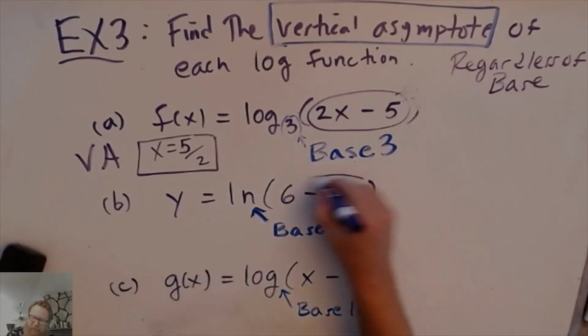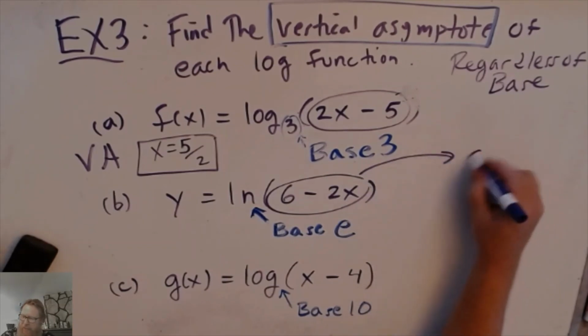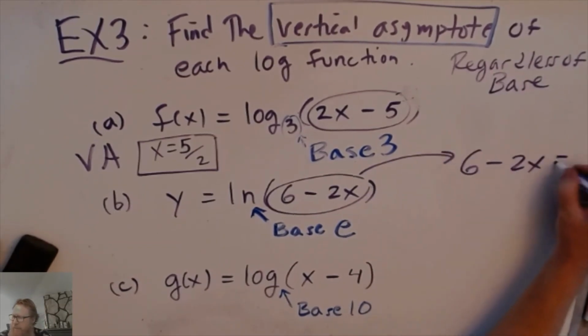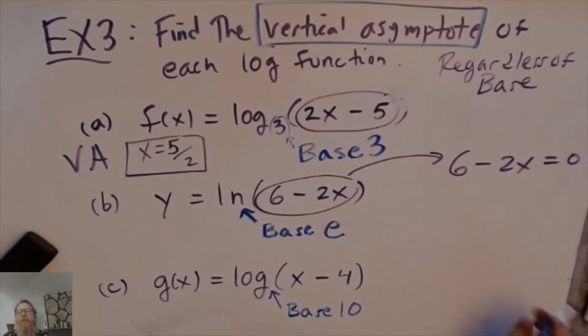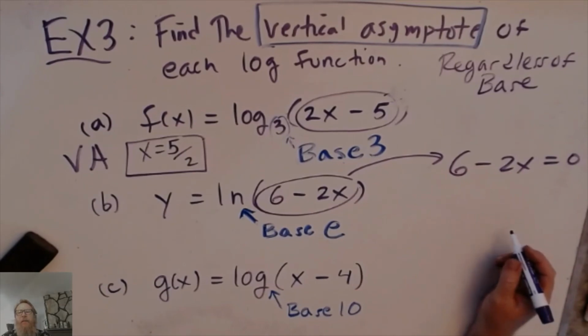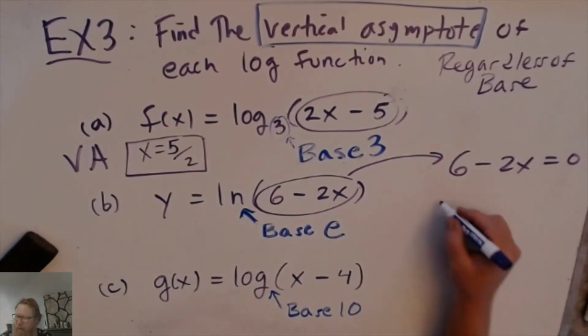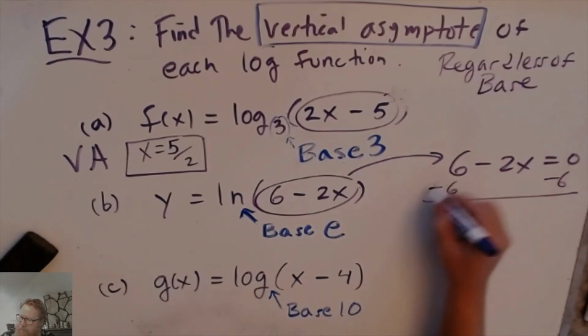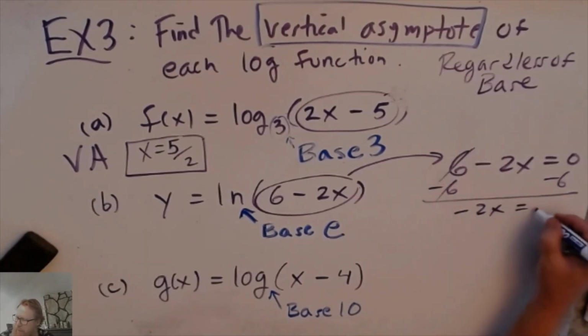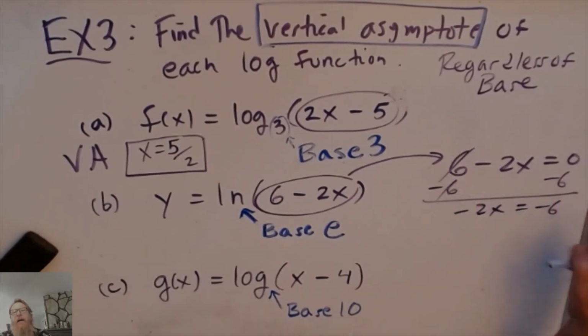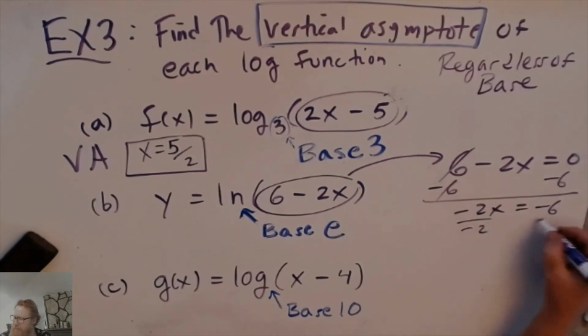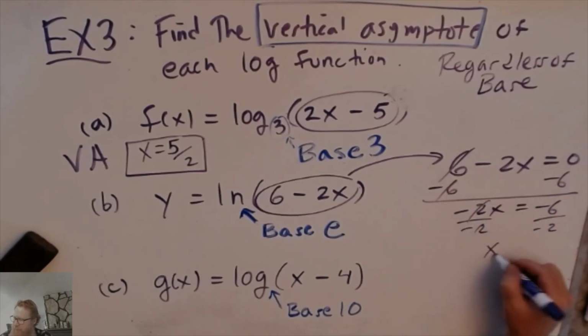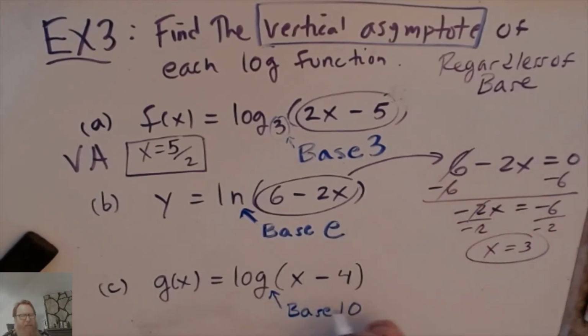All right, same idea. You're going to set the argument equal to 0 and solve it. All right, fine, I'll show the steps. I can already hear the complaining through the internet. Move the 6 to the other side, becomes -6. Divide both sides by -2. You're going to get x equals 3.